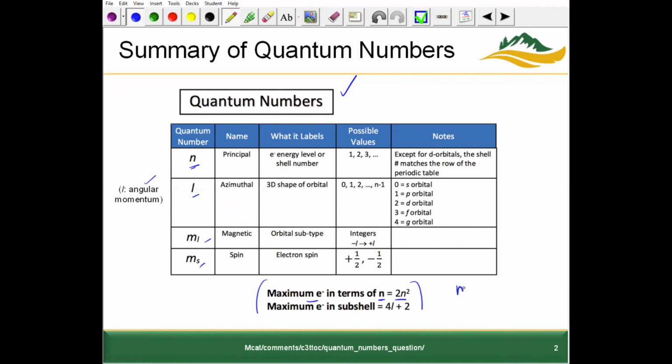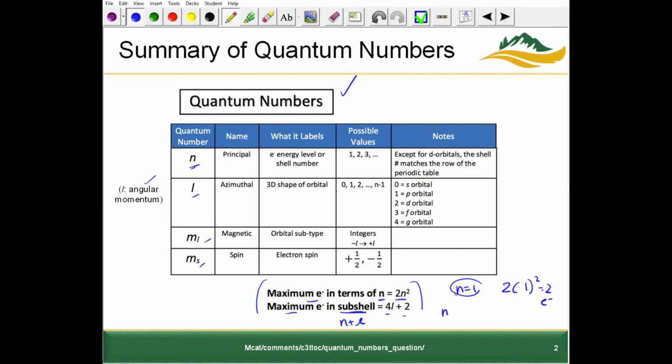If n were equal to 1, for example, that would be 2 times 1 squared. So 1 times 1 is just 1. So that's 2 electrons that are possible within n equals 1. Then we define the subshell as the combination of n and l. And then the maximum electrons allowed in each subshell is 4l plus 2.